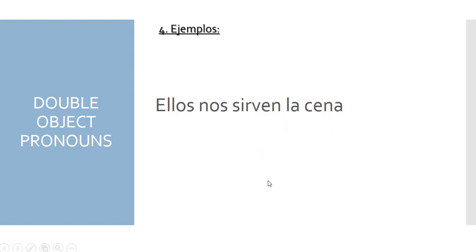Ellos nos sirven la cena. What is happening here? They serve, what are they serving? La cena, this is the direct object. Where is the indirect? Well, we don't have an indirect object, but we do have the indirect object pronoun. This is telling us that there's an indirect object, but we have the pronoun. Ellos, they serve dinner to us. We have the pronoun already there. They serve dinner is going to be replaced by la. They serve it, the dinner, to us. Ellos nos la sirven. Good.